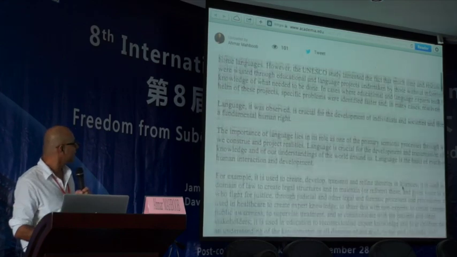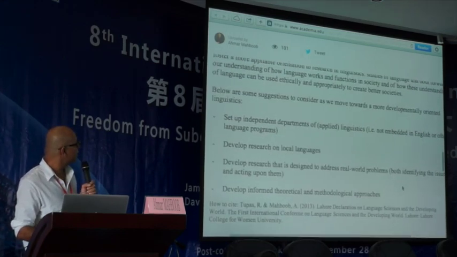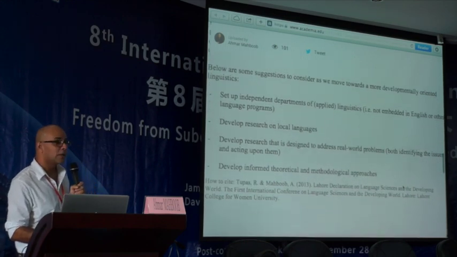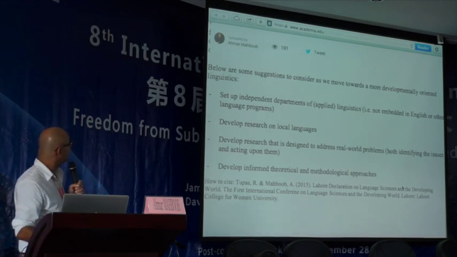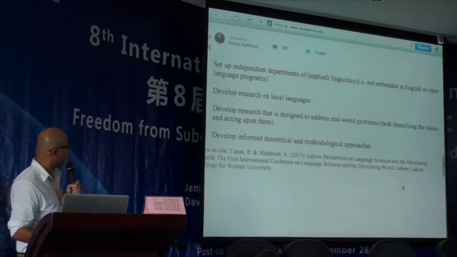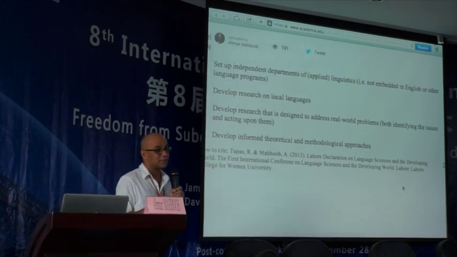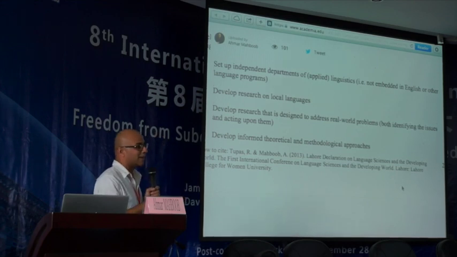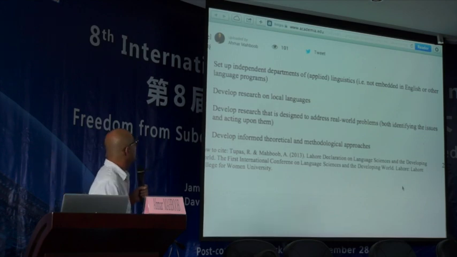I won't go through the whole text, but one of the things that we did was we set out a list of suggestions that we consider extremely important for using linguistics in the context of the developing world and what needs to be done. One of them is to set up independent departments of applied linguistics, not embedded in English or other language programs. It's quite important to keep them distinct because we don't want to get trapped into the linguistics literature debate or end up becoming instruments for looking at education only.